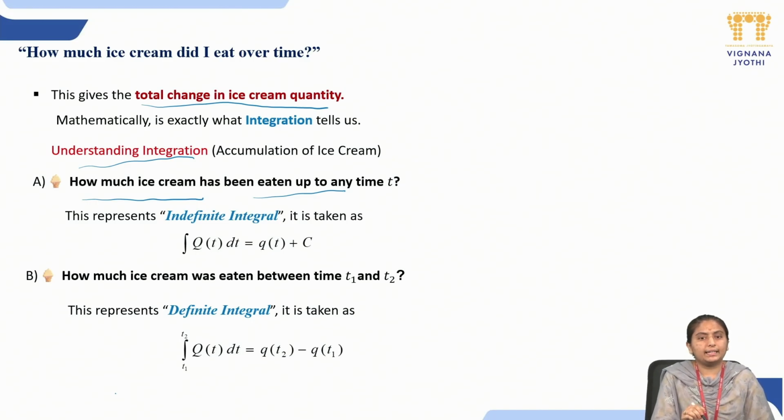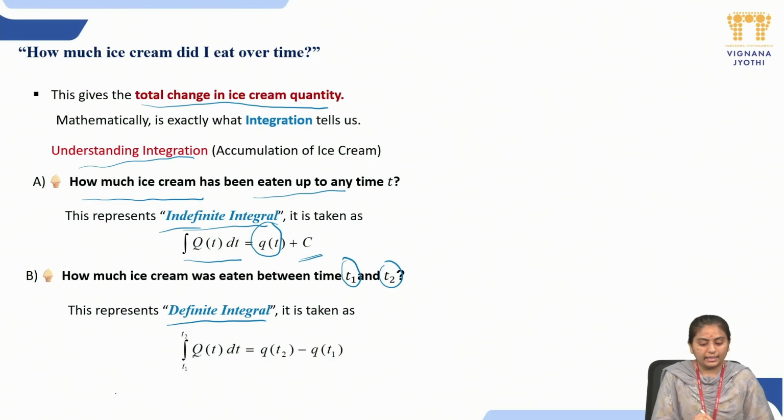So that can be calculated in the form of the indefinite integral concept. This represents, as you can see here, integration of Q of t dt is equal to Q of t and some constant could be added. Whereas if you want to calculate how much ice cream was eaten between a given time period, within the boundaries t1 and t2, we will take it as a definite integral.